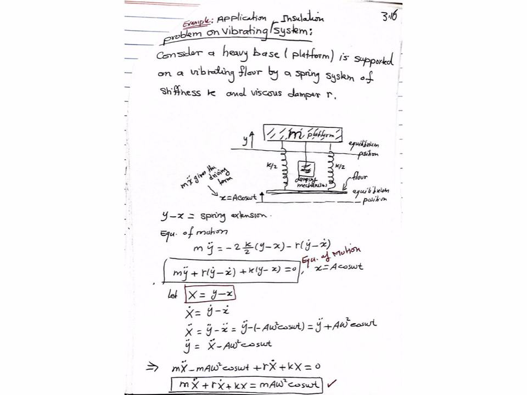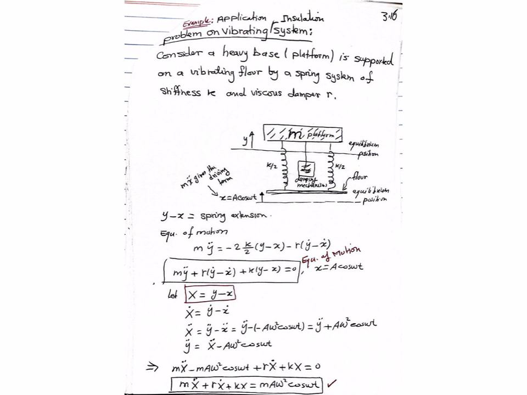Now the second point is to solve the problem of isolating a platform from a vibrating floor. The platform has mass m and is connected in parallel by two springs. Each spring has a stiffness k over 2, and there is also a damping force connecting to the platform m.